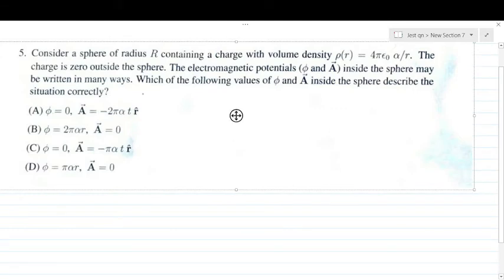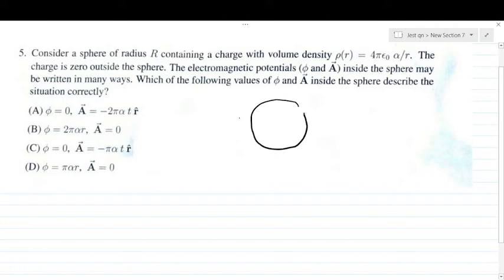Okay, it is given here. Consider a sphere of radius R with volume charge density rho. The charge is 0 outside the sphere. Okay, the electromagnetic potentials phi and A inside the sphere may be written in many ways. Which of the following will be the value of phi and A inside the sphere? Describe the situation correctly.